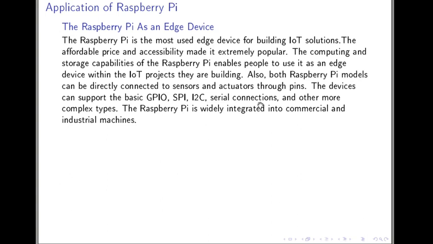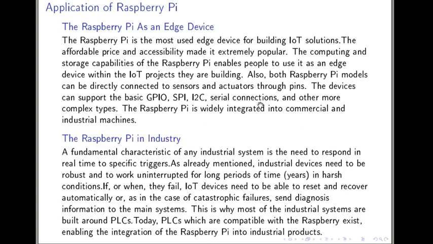The devices can also support basic GPIO, SPI, I2C, and serial connectors. So on one side, we can connect to the internet easily, and on another side, there is also connection for I2C, SPI, and RS-232. That means your sensors can be indirectly connected to the internet. So it has found application in both commercial and industrial settings. In fact, Raspberry Pi customized its board for industrial application also.